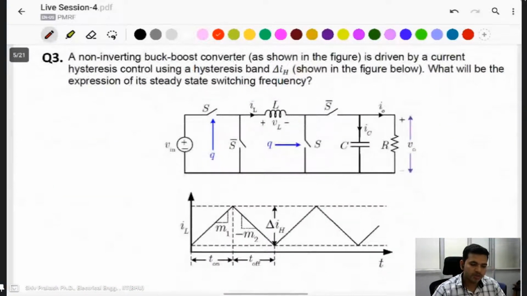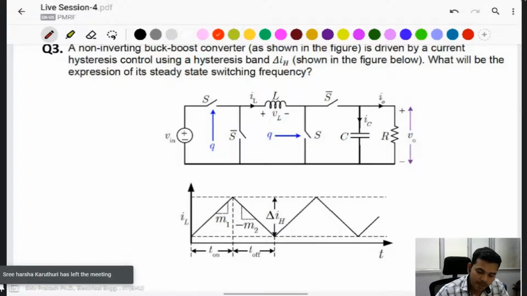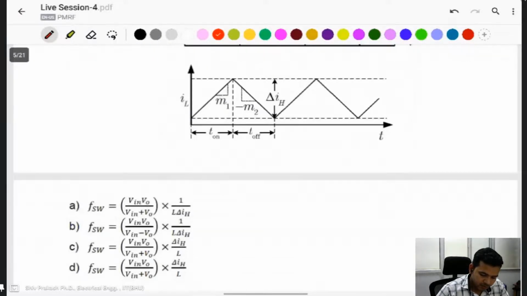Our next question: a non-inverting buck-boost converter, as in the figure, is driven by a current hysteresis control using a hysteresis band delta I. Delta I is the same as the ripple current. What will be the expression for its hysteresis switching frequency? In the options.